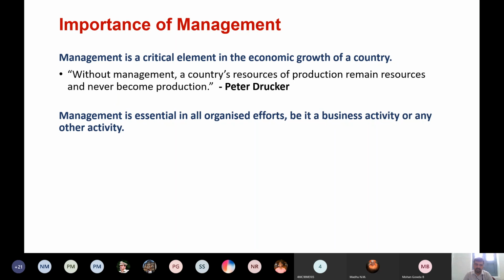And again, every house will have its own resources, in terms of assets or money. One or two people in the family are managing these resources. It may be your father or your mother. They are the managers of your house. After some time you also will become managers. In a few houses you might already have become managers. So management is essential in all organized efforts, be it a business activity or any other activity.